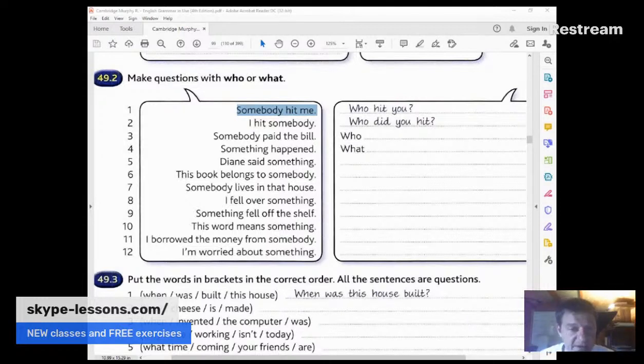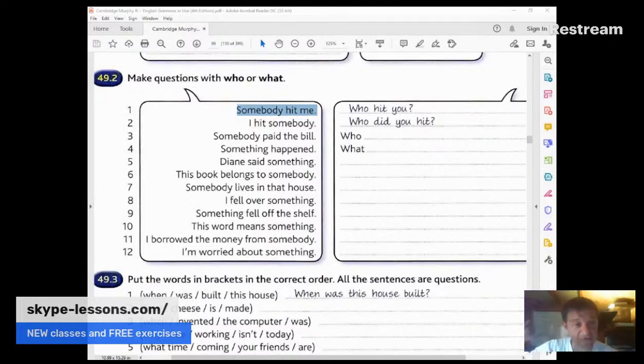What happened? So Diane said something. The something is the object of said. So what did Diane say? Yeah, question word, auxiliary, subject, infinitive. But this book belongs to somebody. Okay, same again. Somebody is the object, not the subject. So who does this book belong to? Yeah, we've got to have question word, auxiliary verb, subject, infinitive. Again, who does this book belong to?